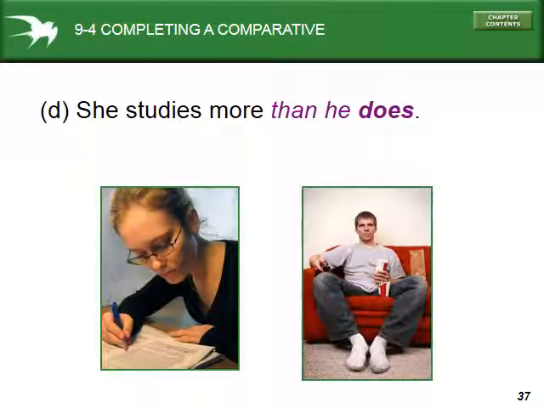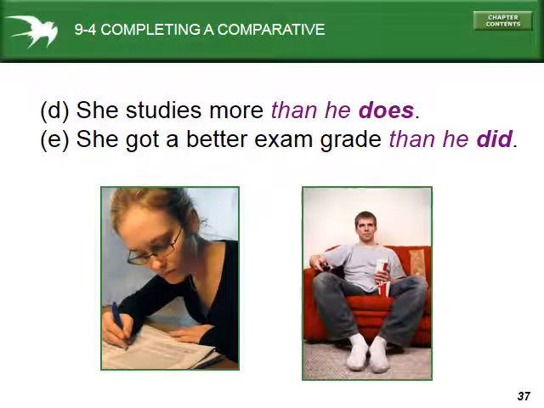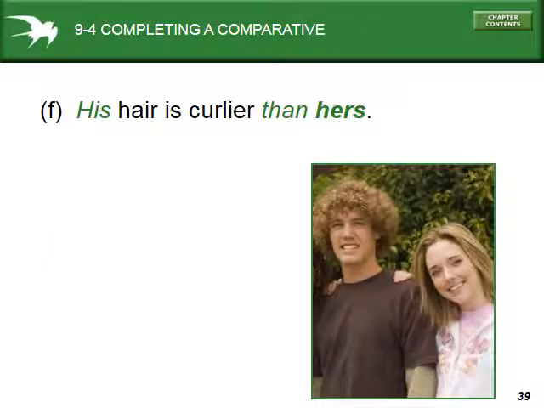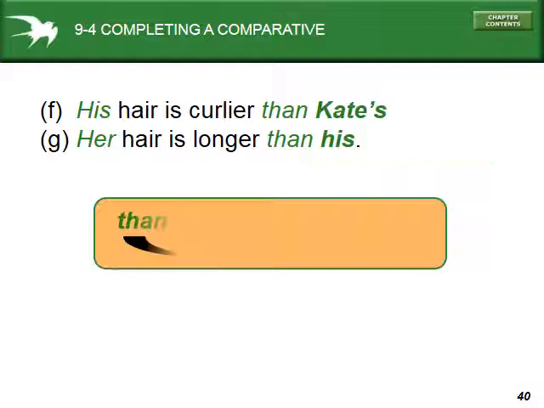She studies more than he does. She got a better exam grade than he did. We have than plus the subject plus the auxiliary verb. His hair is shorter than hers. Her hair is longer than his.